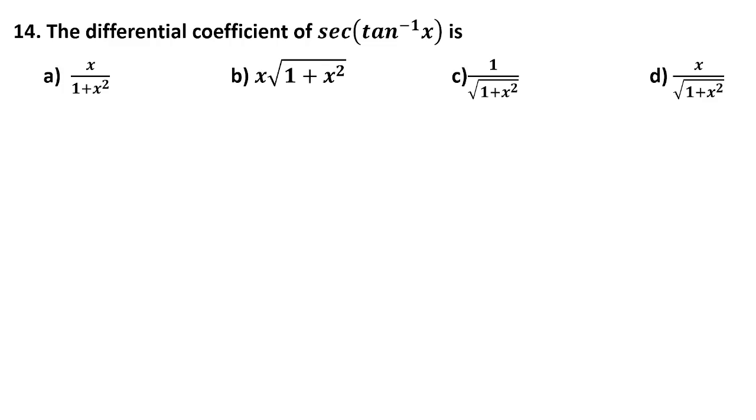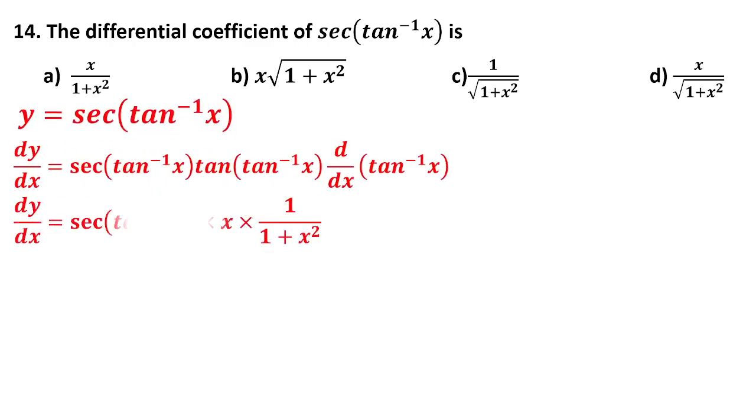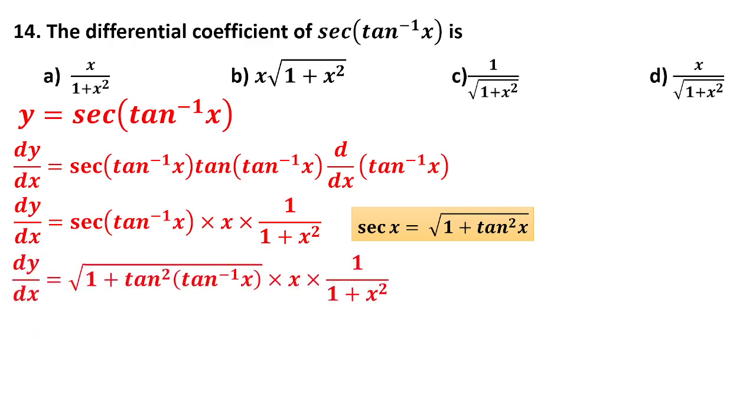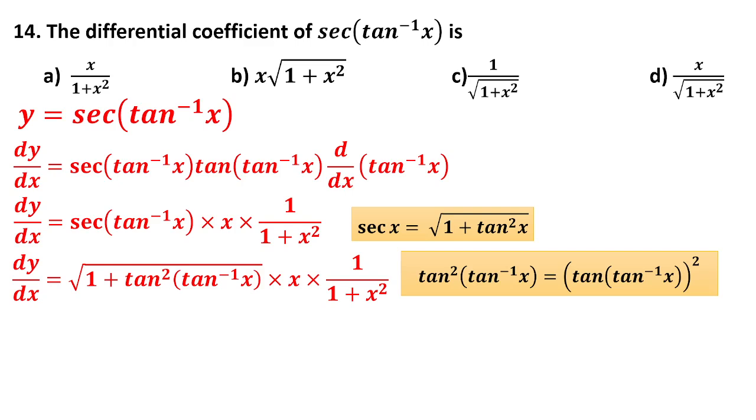Remember, this problem is not a direct differentiation of secant of tan inverse x. You have to check whether the differential coefficient given is correct. I am differentiating and I am getting secant of tan inverse x multiplied by 1 upon 1 plus x square, because tan of tan inverse x is x. But I am making use of the formula secant x is square root of 1 plus tan square. Secant of tan inverse x is root of 1 plus tan square of tan inverse x. Tan square of tan inverse x is tan of tan inverse x the whole square. Therefore, that will become square root of 1 plus x square.